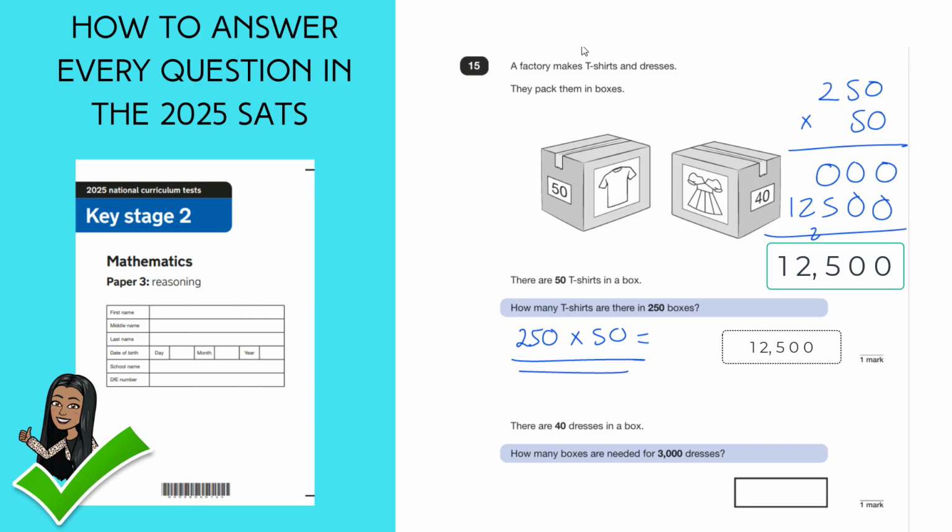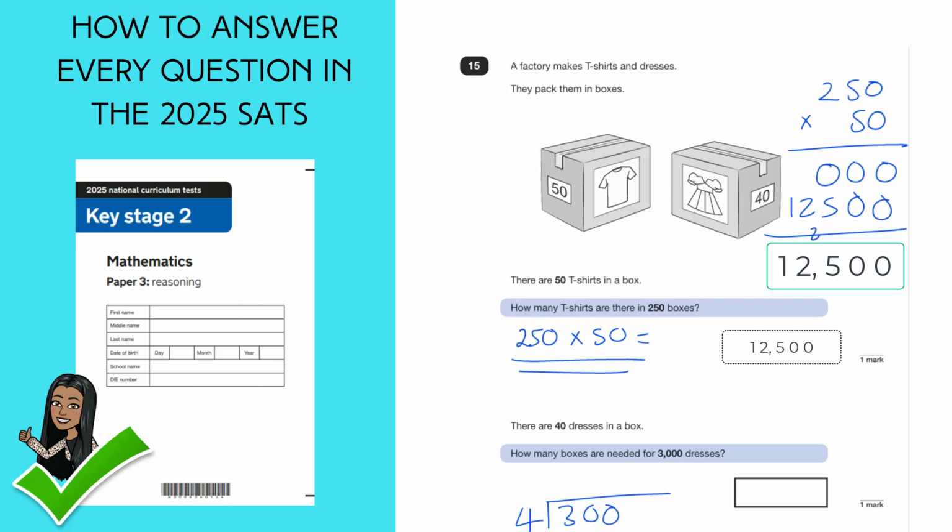So this one is a division, because if we know how many dresses there are, we need to know how many lots of 40 will come out of that 3,000. So for this one, you are doing 3,000 divided by 40. 3,000 divided by 40 is actually the same as doing 300 divided by 4. So I'm going to do 300 divided by 4 instead. It is exactly the same answer. You don't need to divide down afterwards.